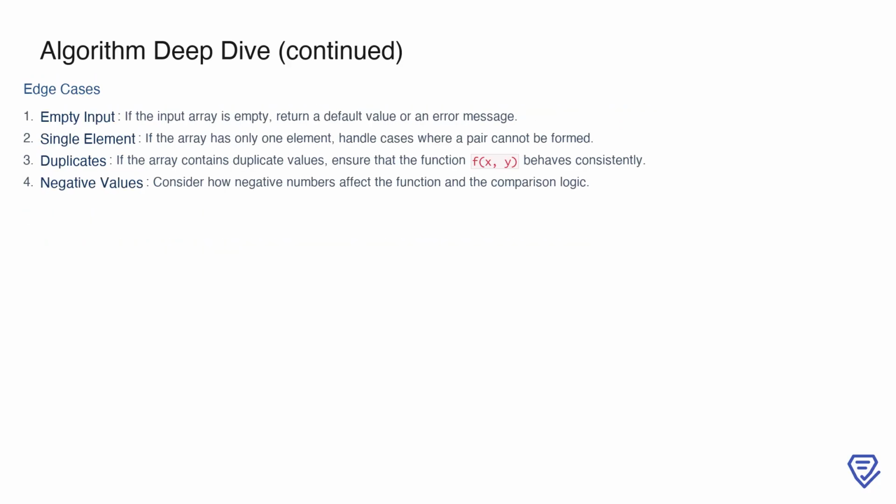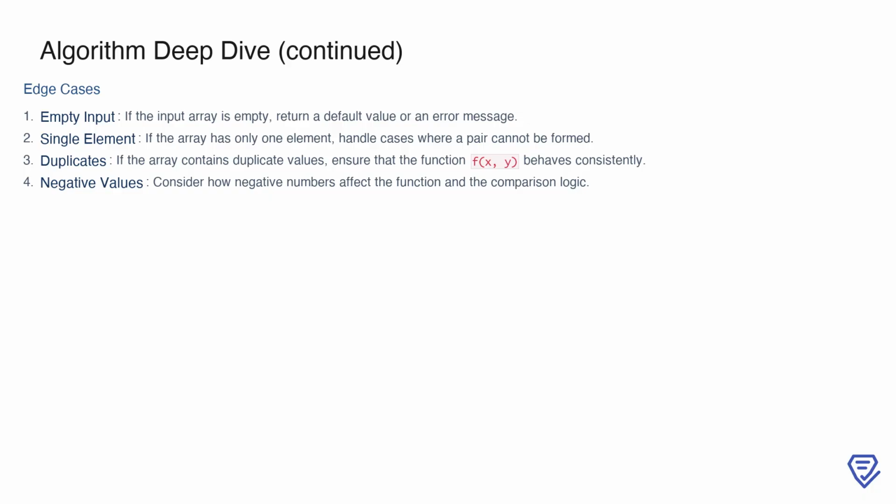When implementing the solution, it's crucial to handle a variety of edge cases to ensure robustness. For instance, if the input array is empty, the algorithm should return a default value or an appropriate error message to prevent unexpected behavior. If the array has only one element, we need to account for the fact that pairs cannot be formed, and the implementation should handle this gracefully.